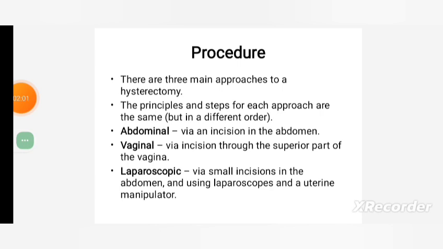Abdominal: it means an incision in the abdomen. Vaginal: it means an incision through the superior part of the vagina. Laparoscopic: a small incision in the abdomen using laparoscopes and a uterine manipulator.